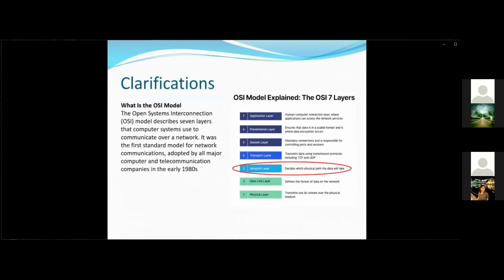Yan, ito yung OSI layer, verifications natin. So ano ba yung mga OSI layer? Pero bago yun, ano ba nang ibig sabihin ng OSI? The Open System Interconnection or the OSI model describes 7 layers. So 7 layers po pala yan.